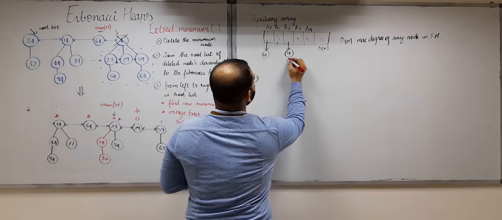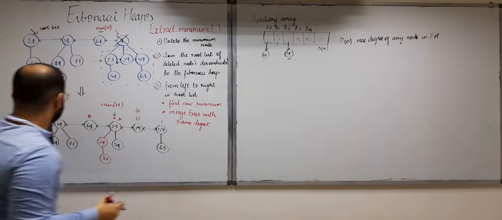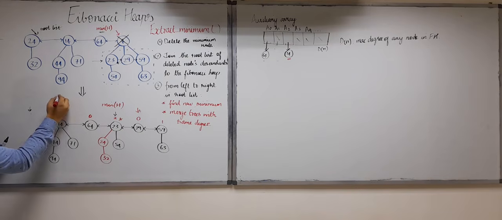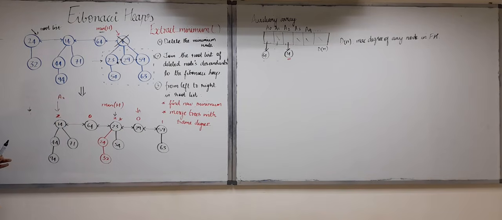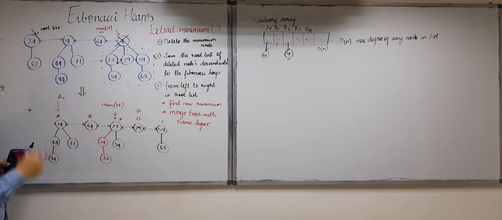It will see that A2 is not null. It is holding the address of 14. So yes, it was right. As you can see, this A2 is basically pointing over here, right? So now there are two trees or two roots with degree 2. So we cannot have two trees with degree 2. So we need to merge them, right?